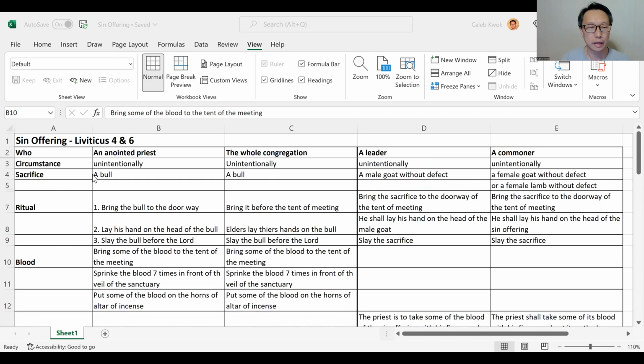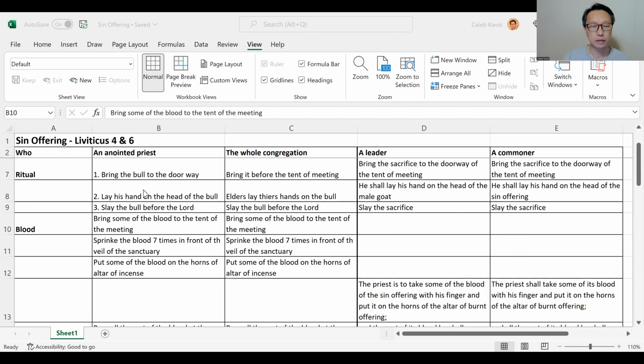So number one, an anointed priest. When he sins unintentionally, he needs to make an offering of a bull, a large animal, a bullock or calf. And what he needs to do is bring the bull to the doorway.